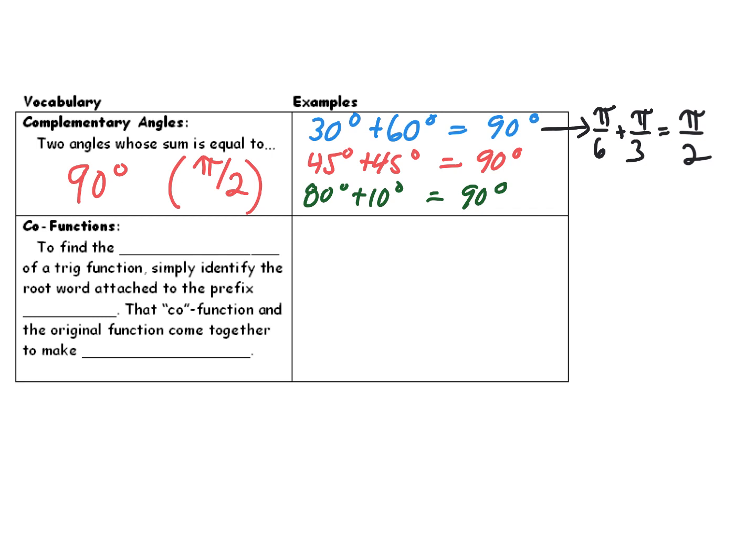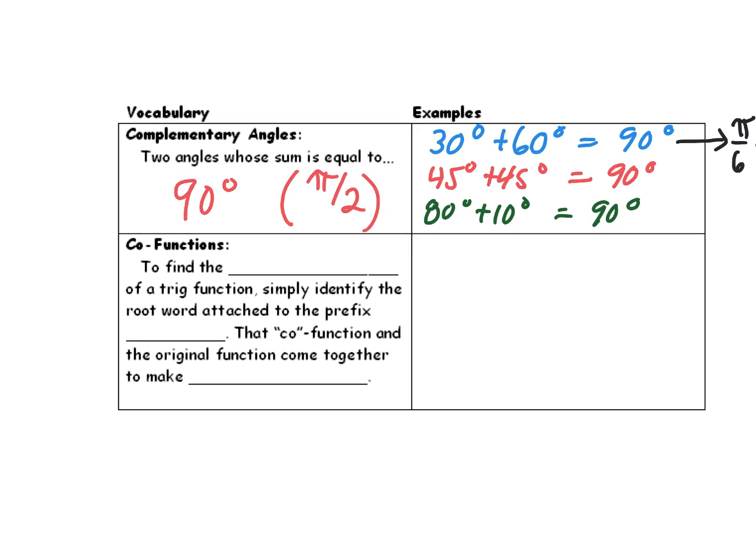Okay, cofunctions also not too bad. To find the cofunctions, some books hyphenate this, some books don't. I've seen it both ways. To find the cofunction of a trig function, all we're going to do is identify the root word attached to the prefix co. That cofunction and the original function come together to make our cofunction.